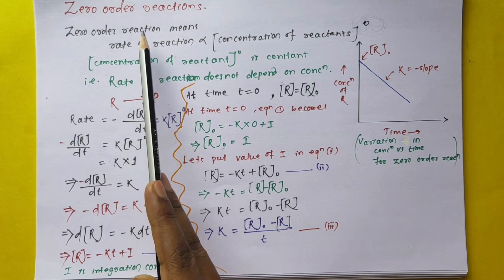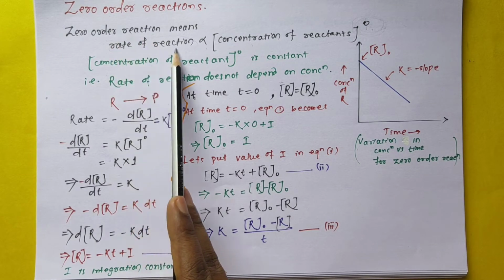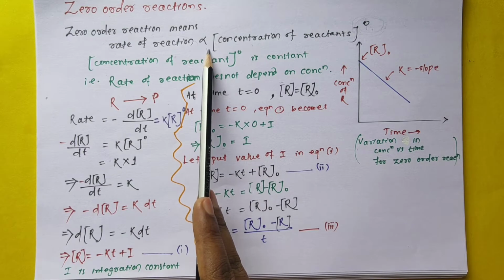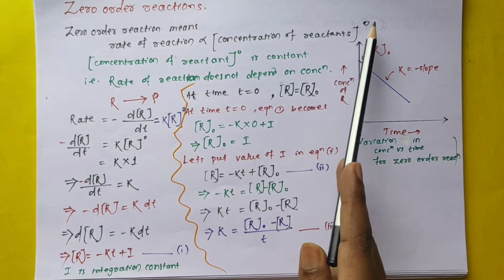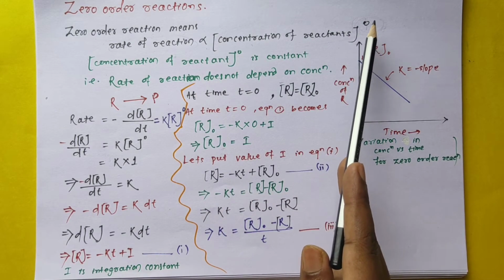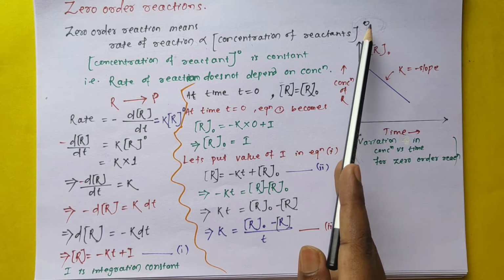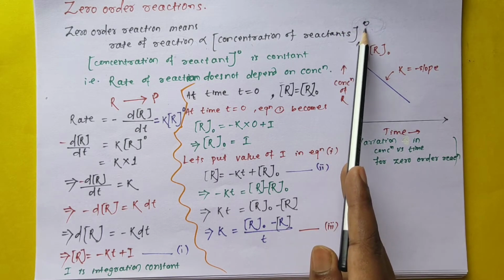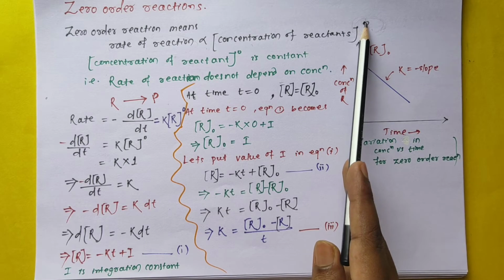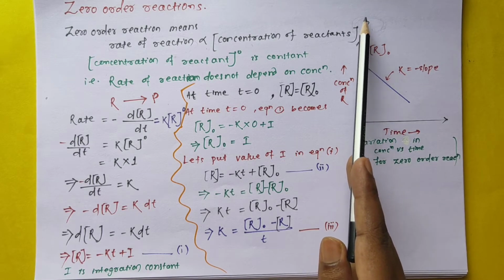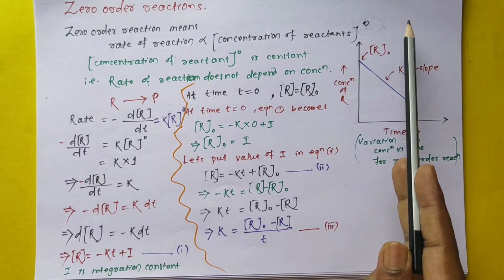Zero order reaction means the rate of the reaction is directly proportional to the concentration of reactants to the power 0. If it is a first order reaction, then the exponent will be 1, or the order will be 1. If it is a second order reaction, obviously it will be 2, like that.